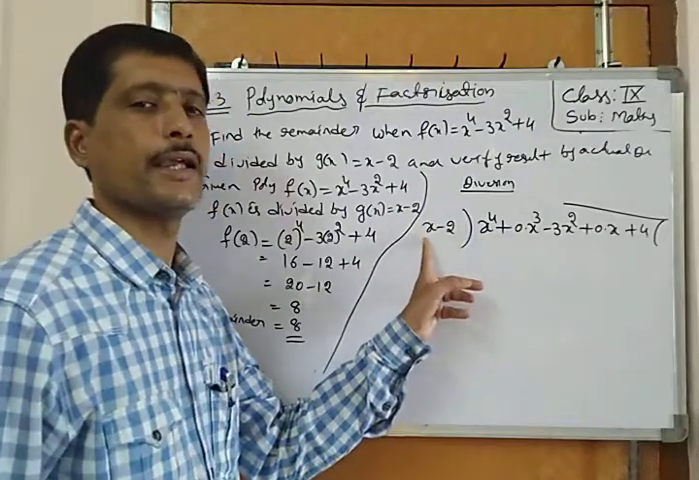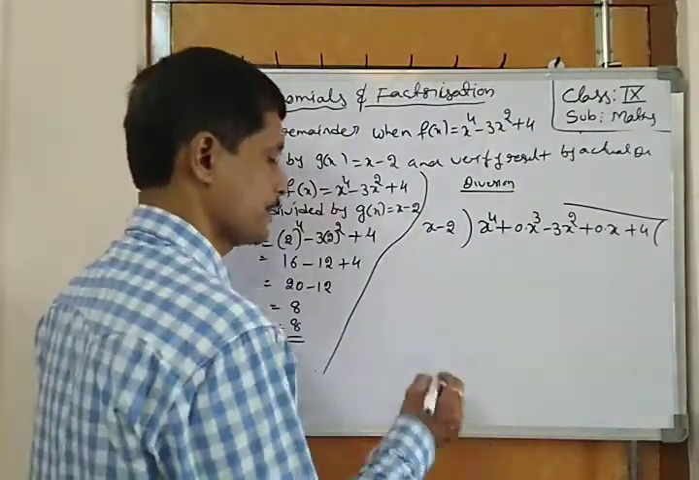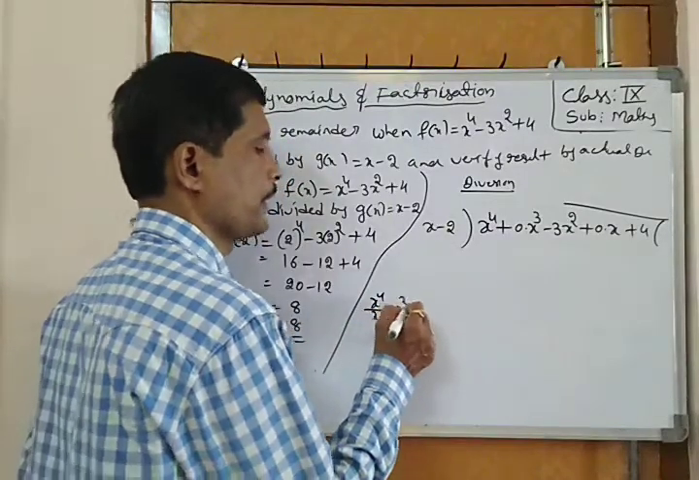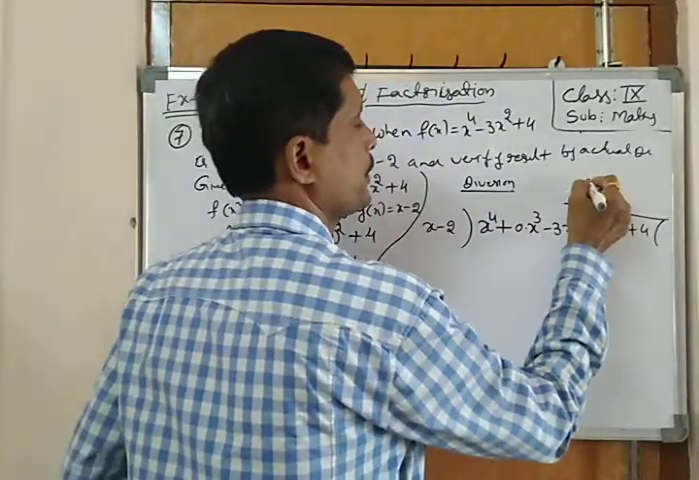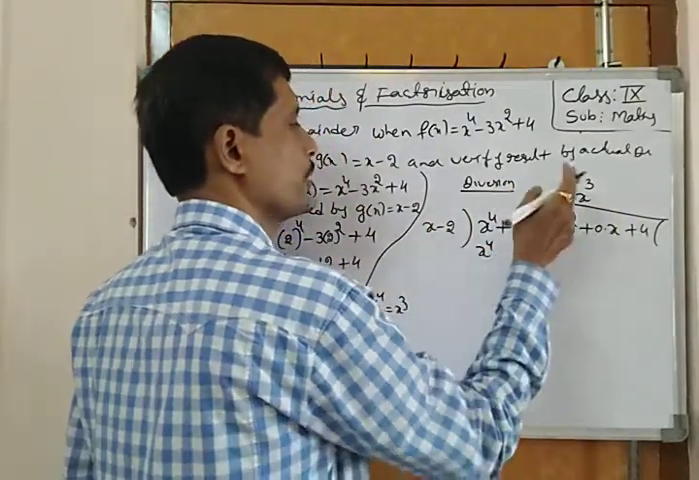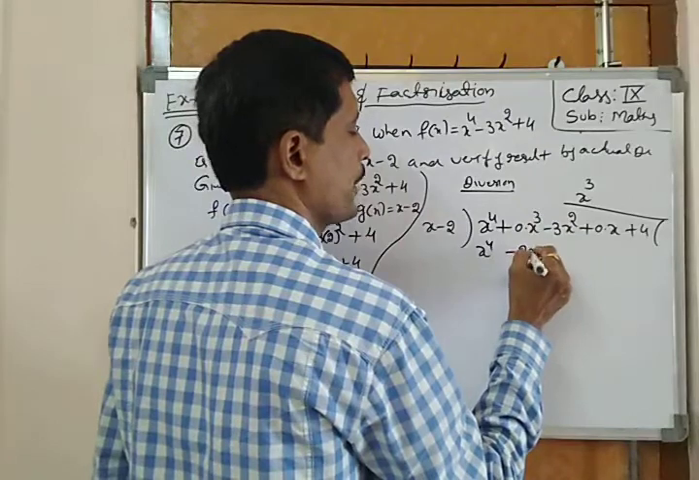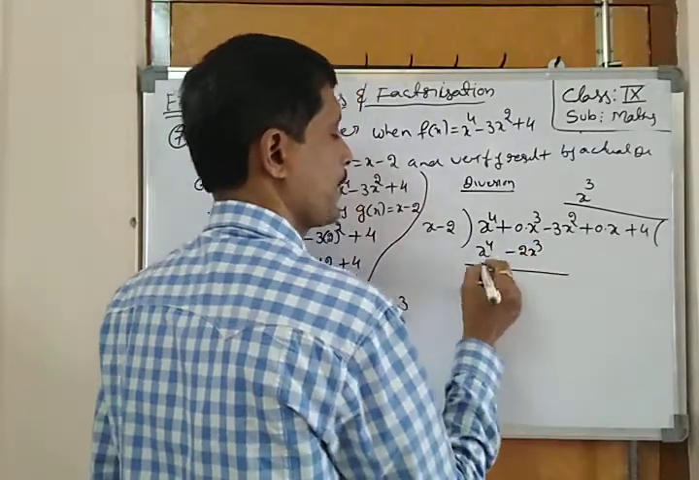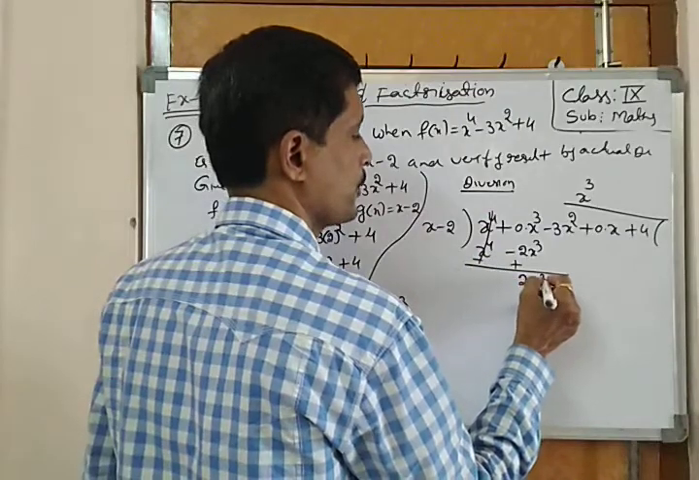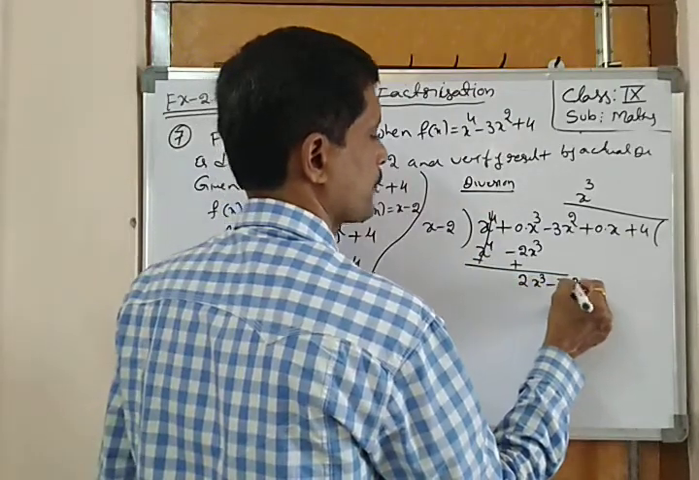Here x power 4, degree 4 is given, and the divisor has degree 1. x power 4 divided by x is x cube. Write the quotient, that is x cube. x cube into x is x power 4, and x cube into minus 2 is minus 2x cube. Here in subtraction, minus and plus get cancelled. We get 2x cube minus 3x square.